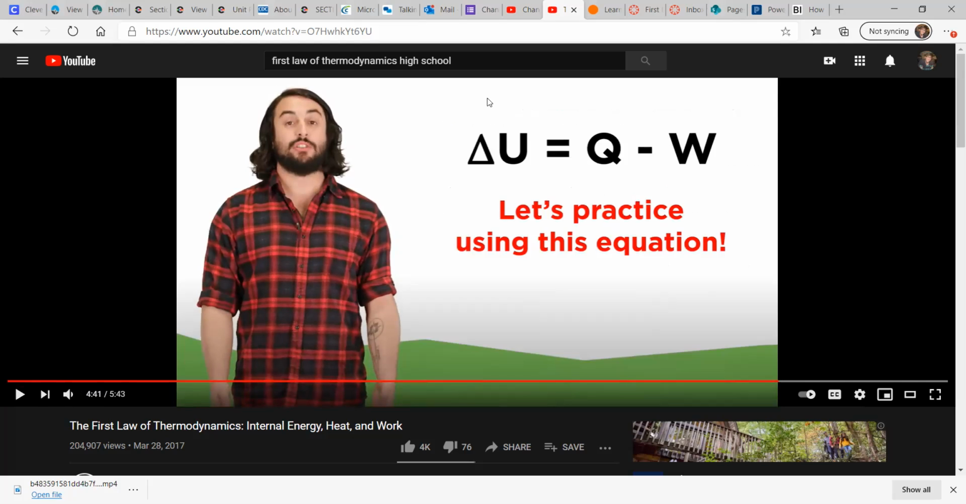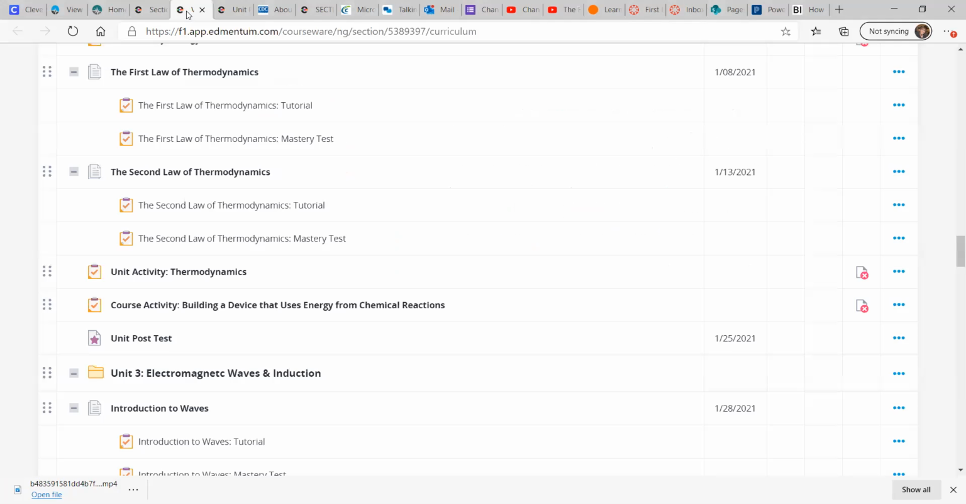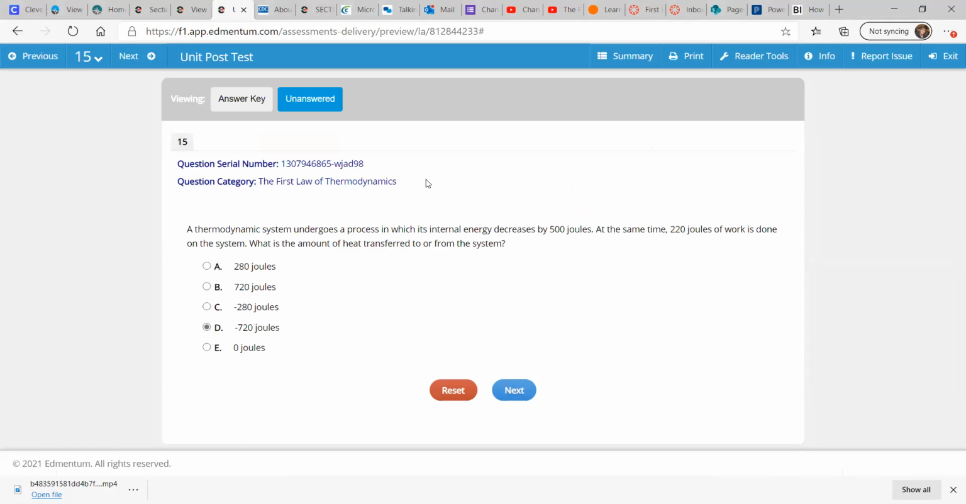Okay, so hopefully that was another example you understood. Let's hide the floating meeting controls. Okay, so negative 720, that means heat is being lost in this process.